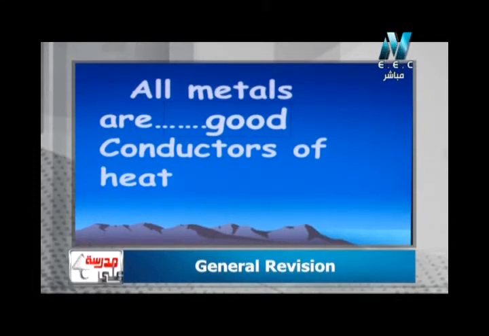So again, all metals are good conductors of heat, so we use them in making, for example, cooking pots, cooking pans, and tea boilers, and so on. So what about the bad conductors of heat? Bad conductors such as wood, plastic, glass, wool, air, paper, and so on.